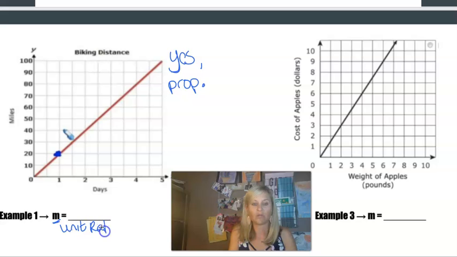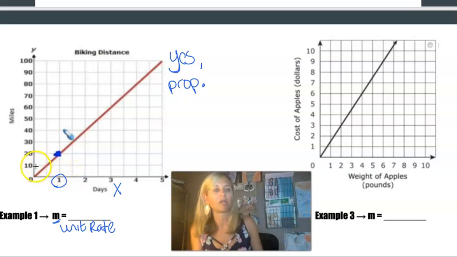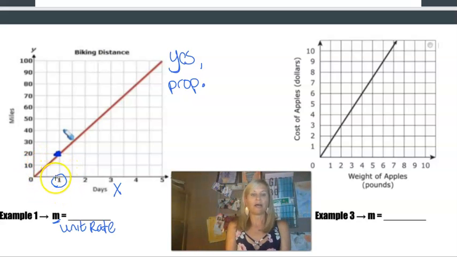How you find the unit rate is you look, this is your x and this is your y, right? Unit means 1. So where is the line at the number 1? You go to the 1 and you look up and you look over and it's at 20. So my m, or my unit rate, is 20.